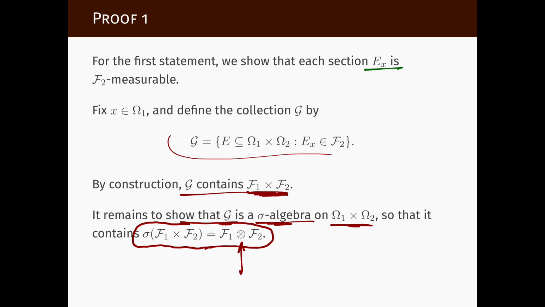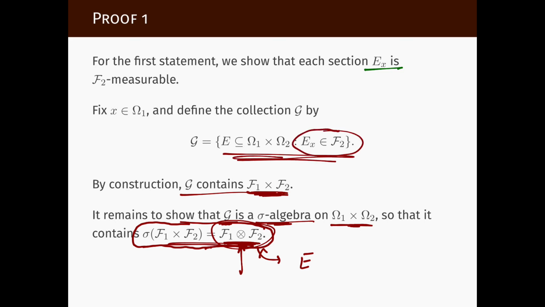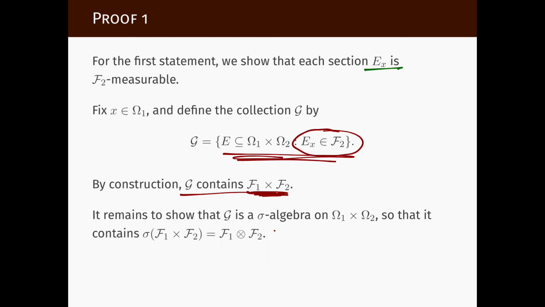If we can show that G is a sigma algebra, then G will be equal to the whole sigma algebra, which means every set E in this family will have this property. And this is exactly the property that we are trying to show. So this is just to explain that all that remains is to show that G is a sigma algebra.